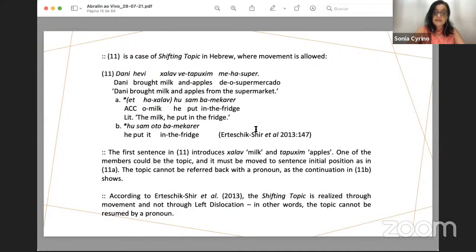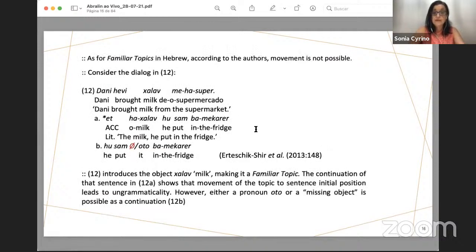So the first sentence, 11, introduces milk and then apples. One of the members could be the topic, and it must be moved to the sentence initial position, as we see in 11a, and then it cannot be referred back with a pronoun, as we can see in the continuation 11b. So according to the authors, the shifting topic is realized through movement and not through left dislocation, as is the case in Italian, and we are going to see later. We are going to come back to this later. Now, for familiar topics in Hebrew, the movement is not possible.